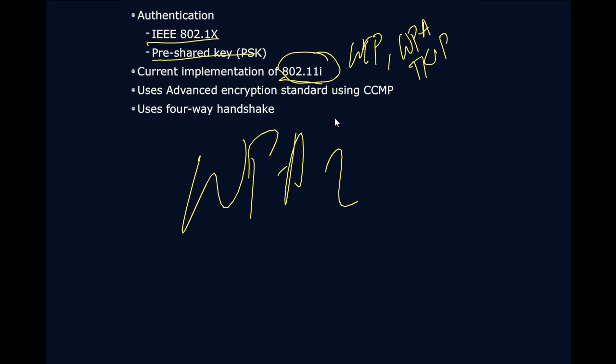Now, WPA2 uses Advanced Encryption Standard. Now, that is known as AES, and it also uses something known as CCMP. Now, CCMP is a very long acronym, okay? It's counter mode with cipher block chaining with message authentication code protocol. Yeah, I know. It's horrible. But here's the essence of it.